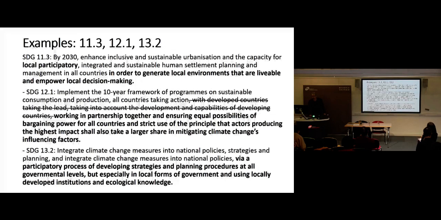So we come to three reformulations. The one is from 11.3: by 2030, enhance inclusive and sustainable urbanization and the capacity for, we put here, local participatory, integrated and sustainable human settlement planning. This can also be planned participatory.